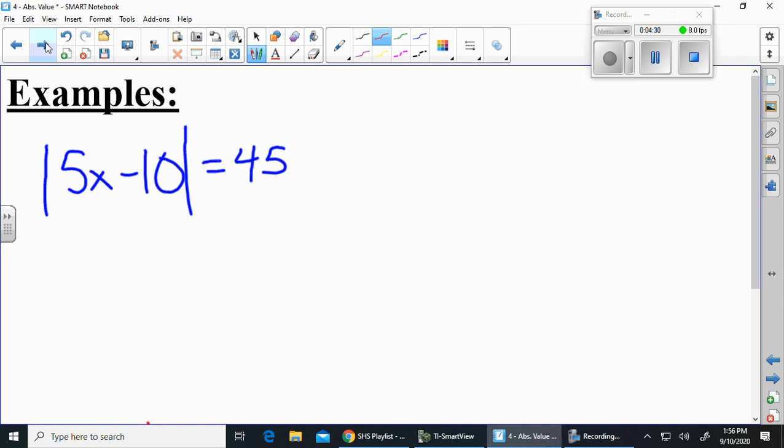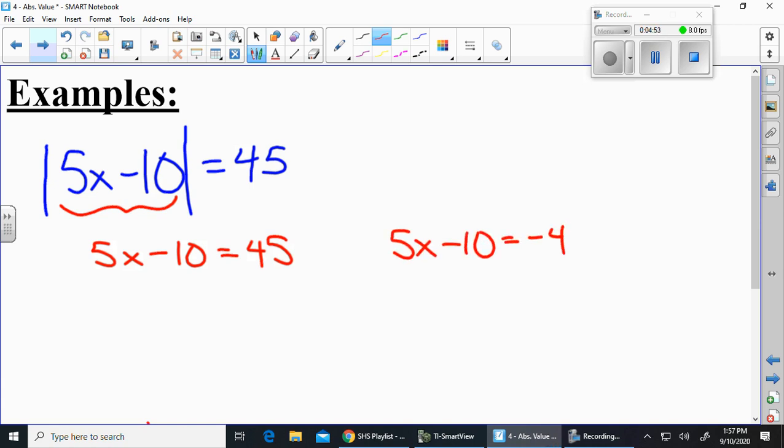So, example, absolute value of 5x minus 10 equals 45. First step, get the absolute value alone. It's alone. So, this thing inside, that thing could equal 45, or it could equal negative 45. No absolute value bars. Solve each equation. Add 10, 5x equals 55. Divide by 5.